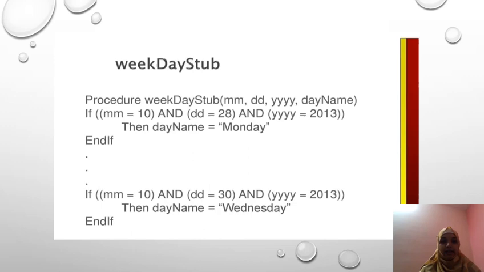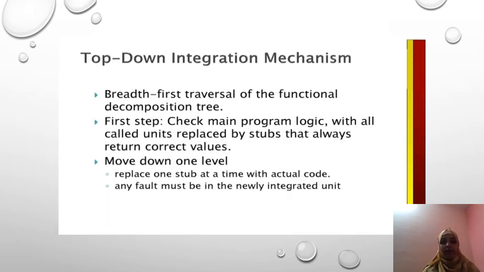The weekday stubs. The procedural weekday stub takes month, day, year and returns day name. If month is equal to 10, day is 28 and year is 2013, then day name is Monday. And if month is equal to 10, day is equal to 30 and year is equal to 2013, then day name is Wednesday. And the program is done.